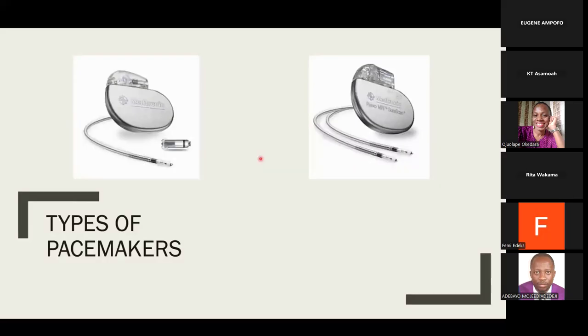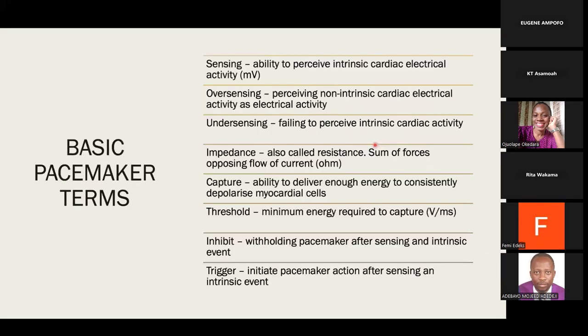There are different types of pacemakers. We have the single chamber, or single lead, pacemaker, where you have just one lead. You have the wireless, the commonest being the Micra from Medtronic. I don't know if there are other brands. Then we have the dual chamber, where you have two leads. And later we'll have a presentation on CRT, which would have three electrodes, so three leads, sorry.